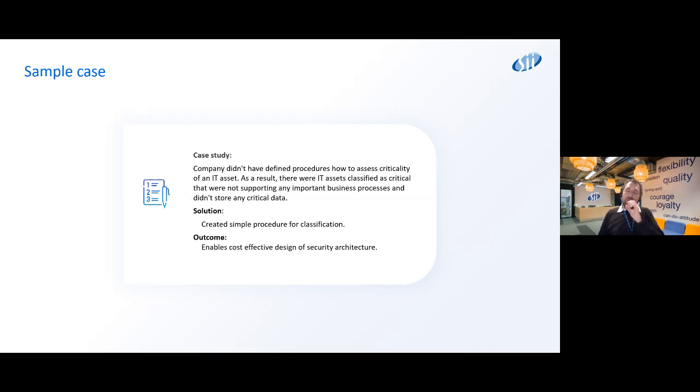Also, this is a good thing to remember when we implement all those procedures: there are things that you can do with less effort, and there are things that you can do with big effort.